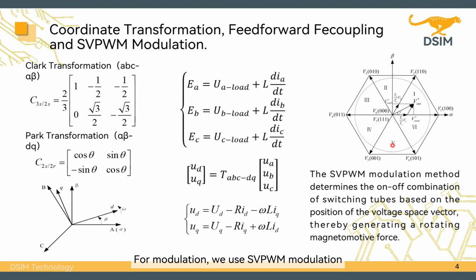For modulation, we use SVPWM modulation. Based on the position of the voltage space vector, the switching state is determined, thereby generating a rotating magnetomotive force. As we all know, SVPWM modulation offers many advantages. First, high DC bus voltage utilization. Second, lower output voltage harmonics. Third, better dynamic response and steady-state performance. That concludes the theoretical part.